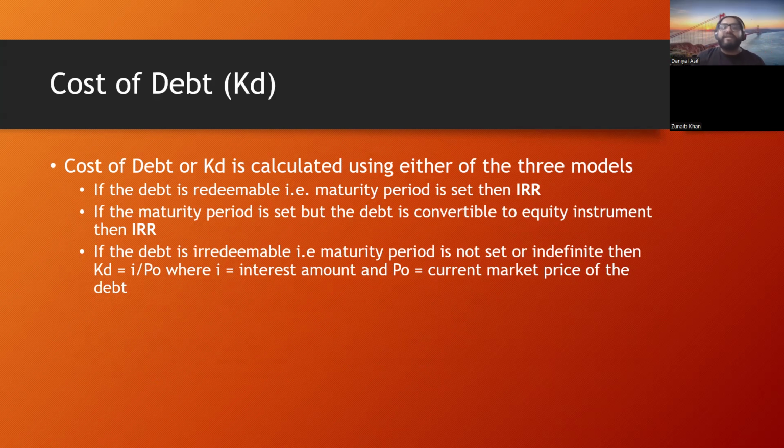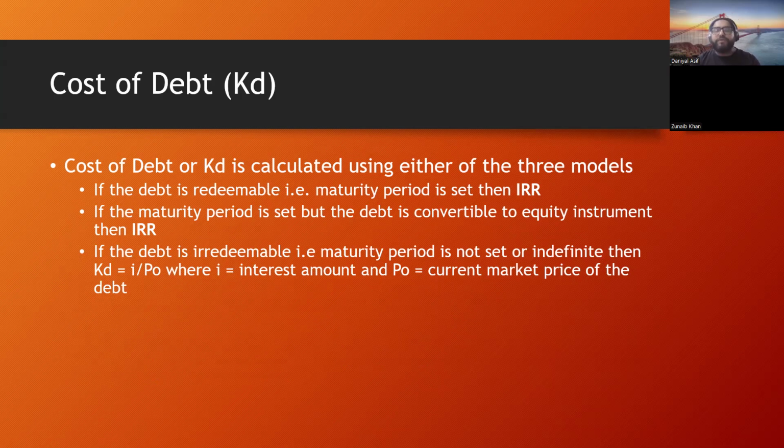If the debt is irredeemable, that is, the maturity period is not set or is at an indefinite time, then cost of debt is equal to I divided by P naught, where I is the interest amount and P naught is the current market price of the debt.